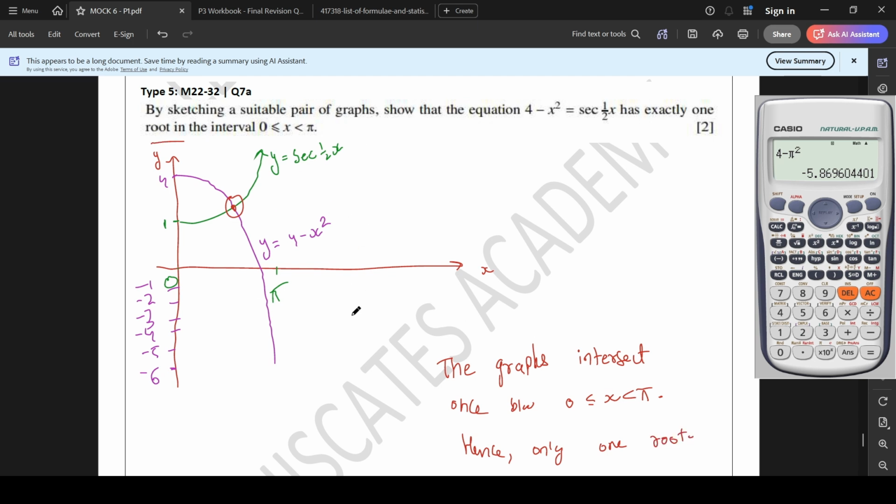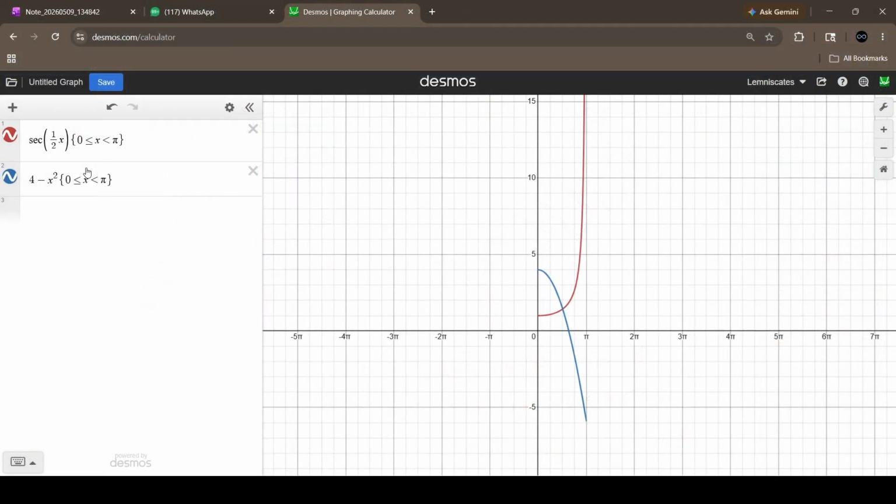Now, I want to show you how this is going to look on Desmos so that you can be comfortable that my graph looks very similar to what it should look in real life. So let me take you over to Desmos. On Desmos, I have plotted sec of half x in between 0 to pi and then 4 minus x square in between 0 to pi. And you can see that it is matching our expectation that in between 0 to pi, sec of half x is going to go like this in the upward direction, and 4 minus x square is going to look like this, and there is only one solution in between.